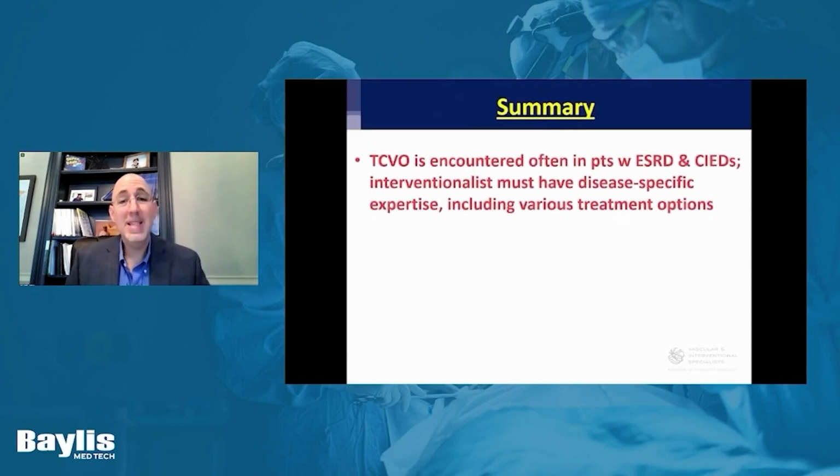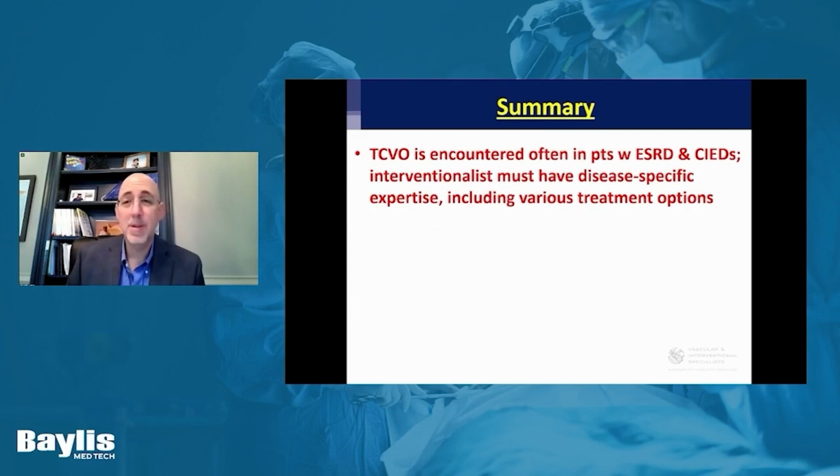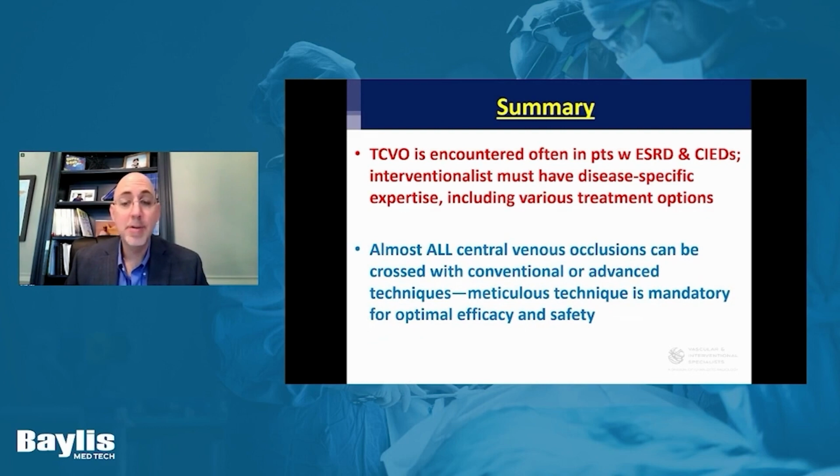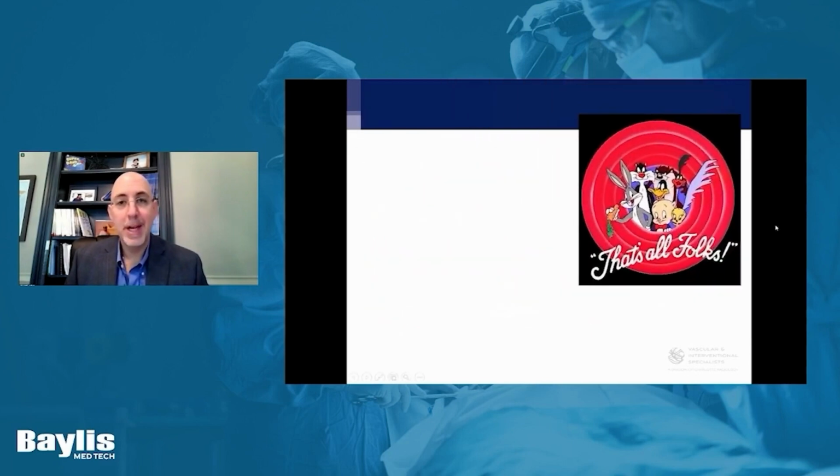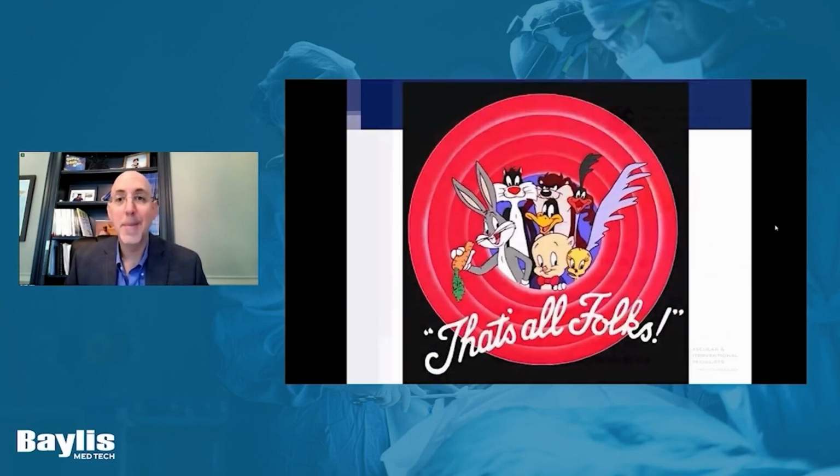So in summary, TCVO is often encountered in patients with end-stage renal disease and cardiac leads. The interventionalist has to have disease-specific expertise, know how to evaluate it, how to treat it, and all treatment options. Almost all central venous occlusions can be crossed with conventional or advanced techniques, but technique matters, okay? Technique matters to ensure optimal efficacy and safety. And that's it. I really appreciate everyone's attention. Thank you very much.